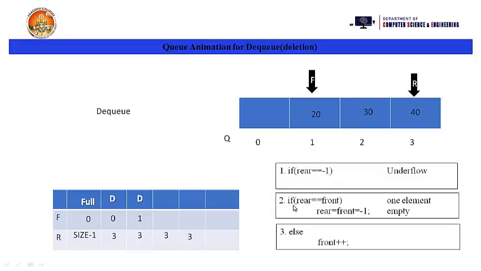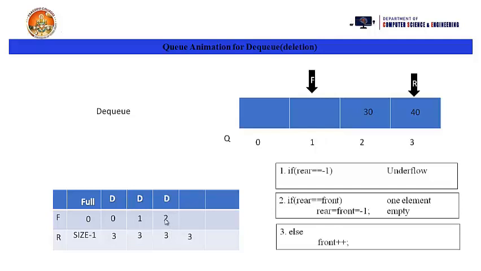Then go for the next condition. If rear equal to front? Rear is 3, front is 1, both are not equal, then go for the else part. Delete the element from the queue, then increment the front value. So delete the 20 element. Then we need to increment the front value. So front value will be incremented by 1.